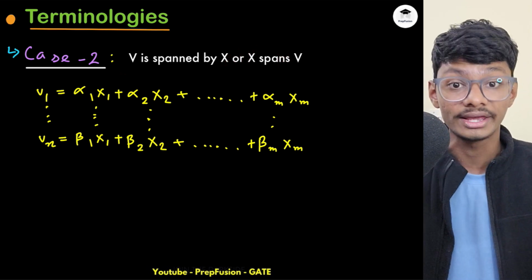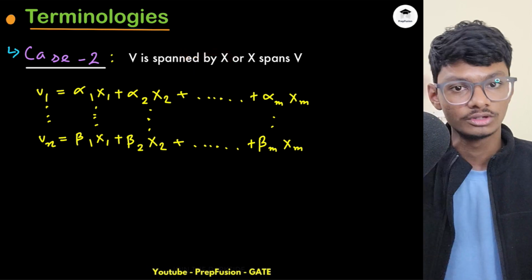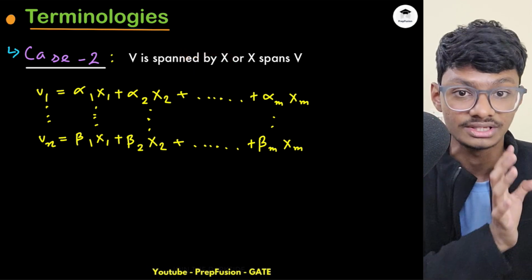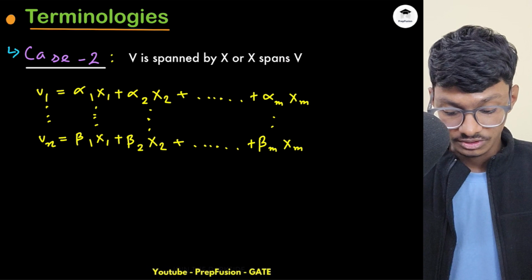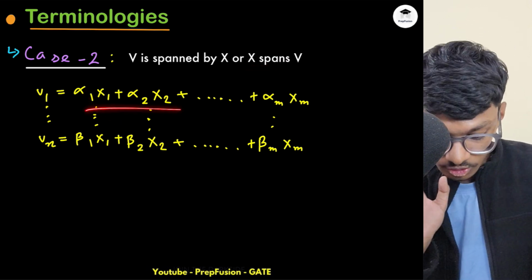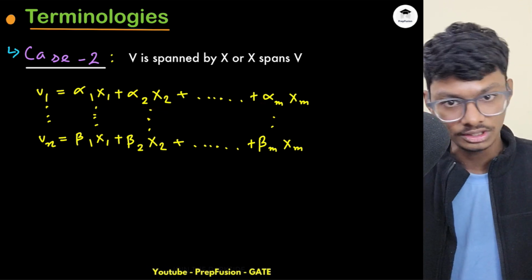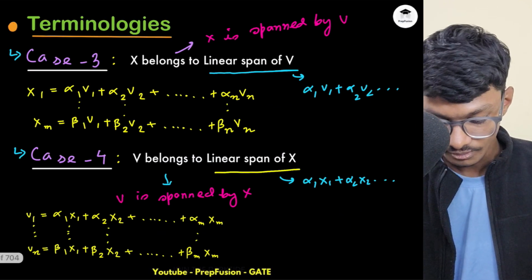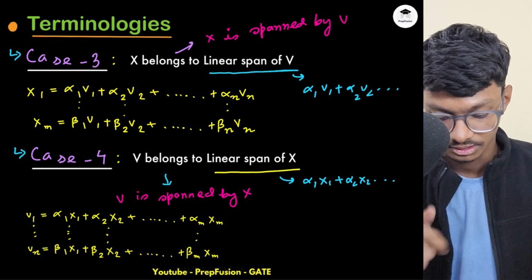V is spanned by whom? X. So we'll take the linear combination of X. X spans V. So X is spanning V, so all the linear combinations of X. Like that you can remember: linear combination of X. The other one will go onto the left hand side.